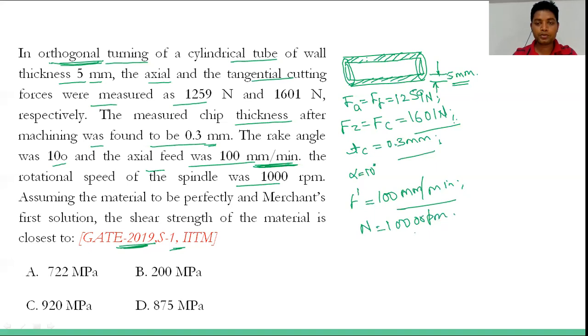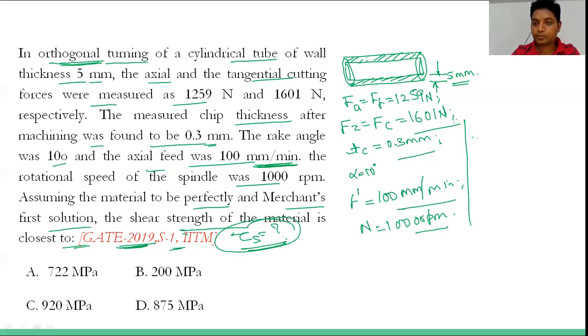Okay, we have to assume, sorry, that is given, assuming the material to be perfectly plastic and Merchant's first solution, the shear strength of the material closest to, मतलब अपने को tau s कैलकुलेट करना है हम लोगों को. ओके, नाउ tau s कैलकुलेट कैसे किया जाता है, for the tau s, tau s will be equals to Fs, that is shear force upon As. Okay, As मैंने अभी आपको बताया है कि As कैलकुलेट करने के लिए हमारे पास f into d upon sin phi होना चाहिए, ठीक है, तो इससे As कैलकुलेट हो जाएगा.